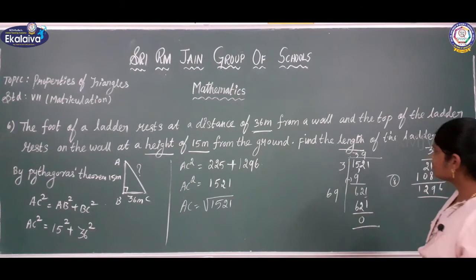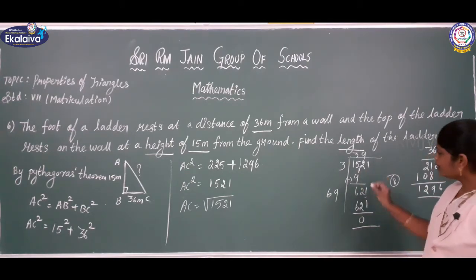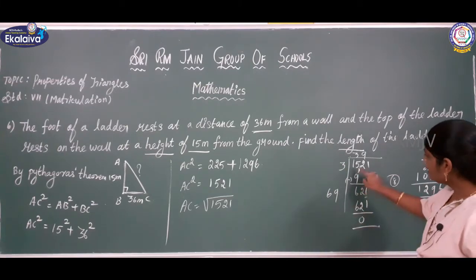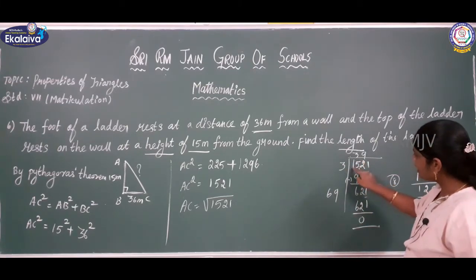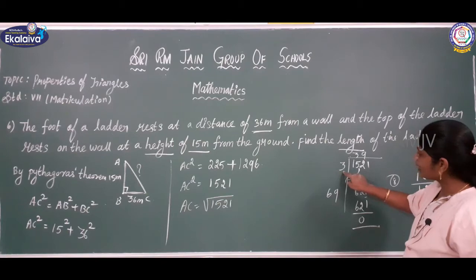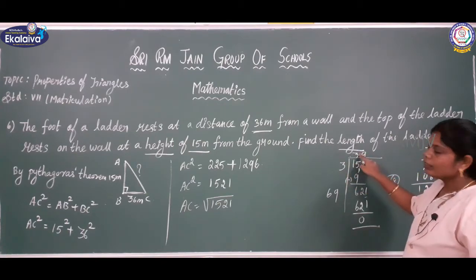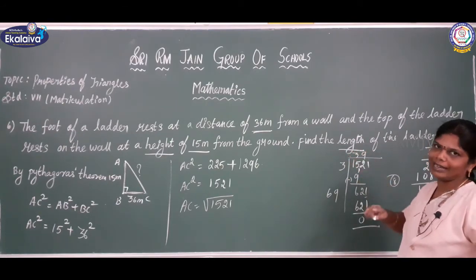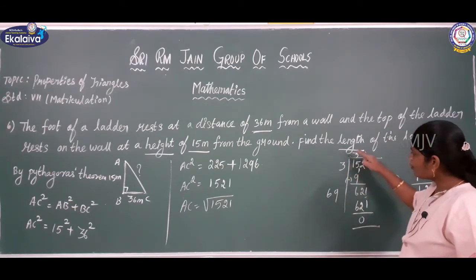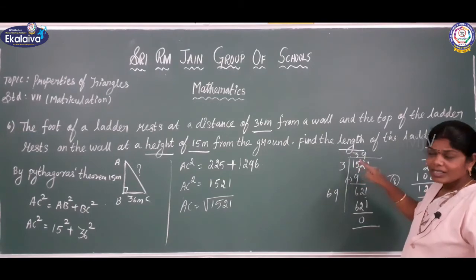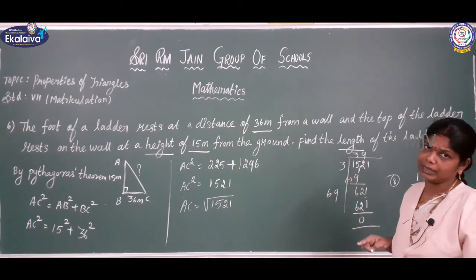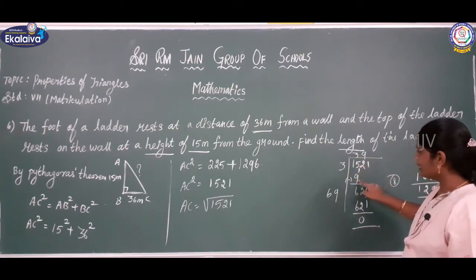I repeat this. First you write the number, then from the last, every 2 digits put a comma. Then for the first 15, whatever number you write in the quotient, you check 2 2s are, 3 3s are, 4 4s are, 5 5s are, like that. When we multiply 4 4s are, we get 16, which is greater than this number. So you have to choose the number before, 3 3s are 9.